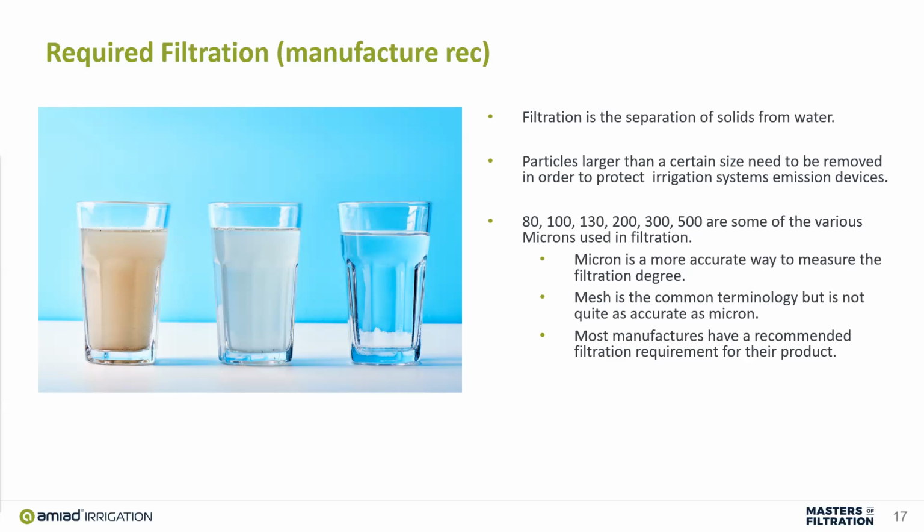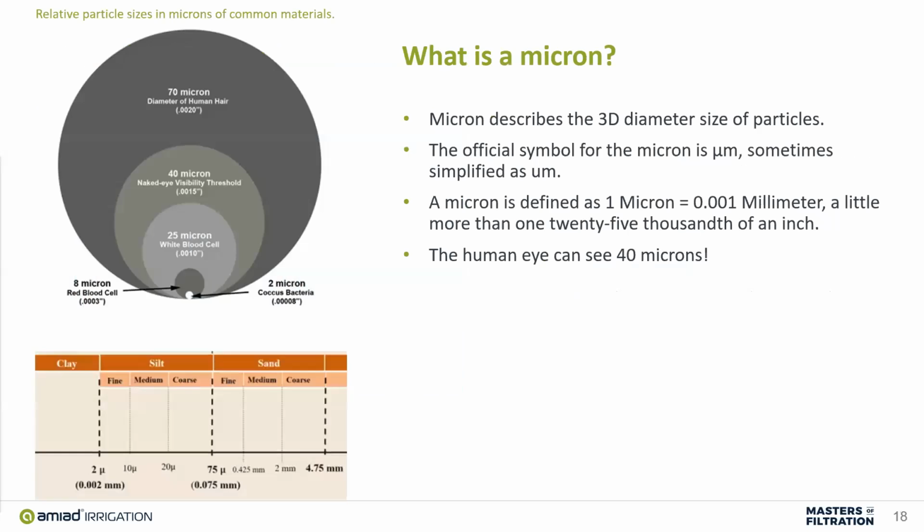Most manufacturers have a recommended filtration requirement for their product, as I mentioned. They need to have it to a certain point so that that emission device will work properly. I do want to do a little review here on what is a micron. If you know this, you can close your eyes for a second. If you don't, then listen up. What is a micron? A micron just describes a 3D diameter size of a particle. If you look at that chart on the left, it shows you a 70 micron. That's about the diameter of a human hair. So a micron gives a pretty distinct measurement, and anything under 40 micron, you can't see with the human eye.